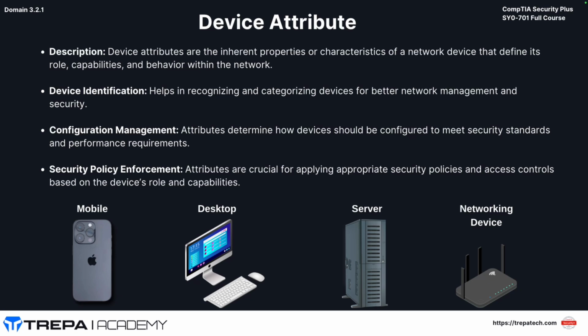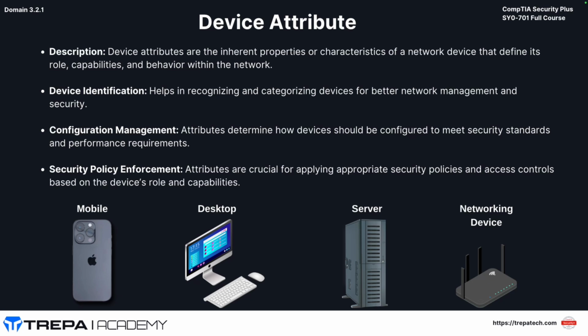So because it's a printer, we're going to add this additional attribute to it that it needs additional access to something in our network. So we can apply those device attributes to be more granular in how we control things. It helps us do better device identification and can help us be a lot more specific in our configuration management.